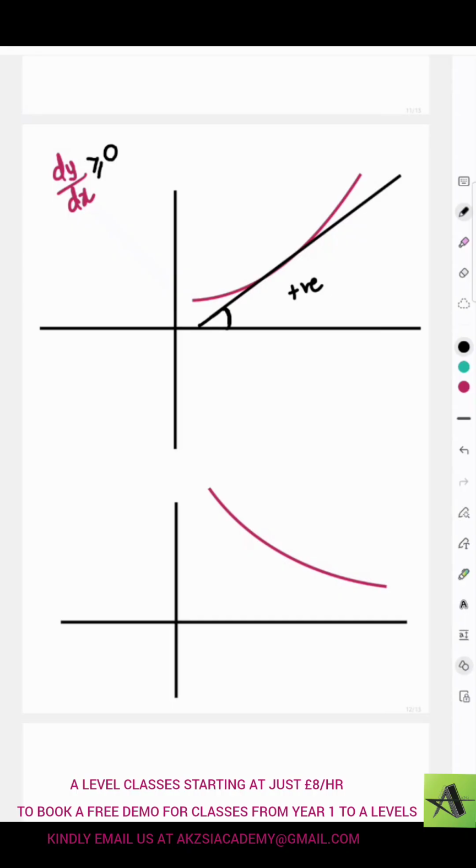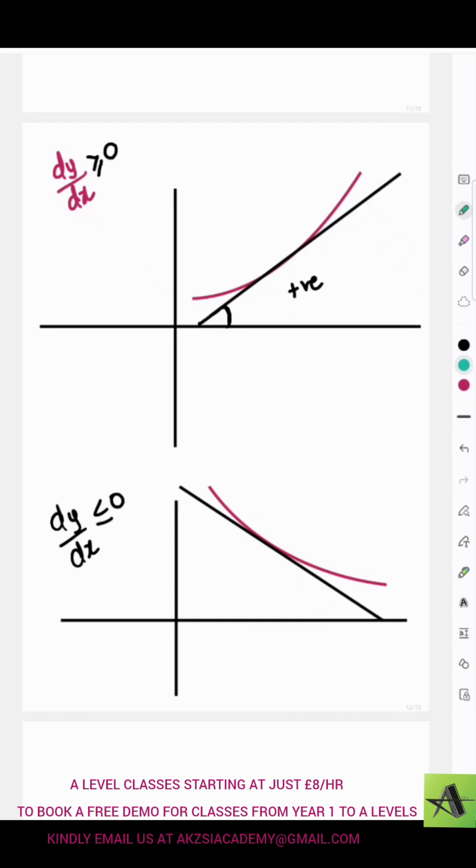Similarly, if I draw the tangent here, the gradient of this tangent is definitely negative, and that's the reason we take dy over dx as less than 0 or less than or equal to 0. Now there are two formulas to calculate the gradient. One is y2 minus y1 over x2 minus x1, and another one is tan theta. So dy over dx, or gradient, is equal to tan theta.